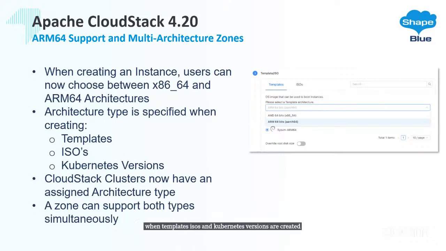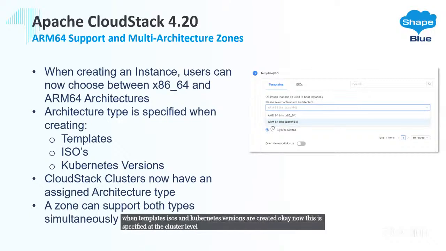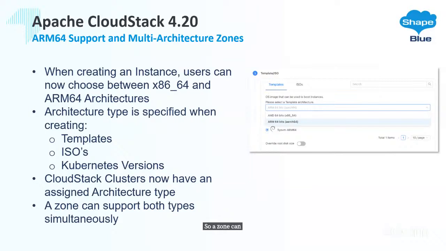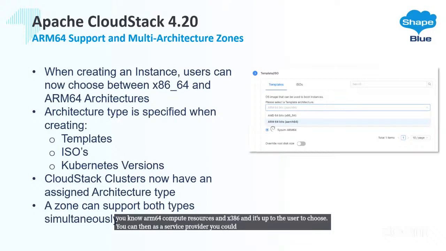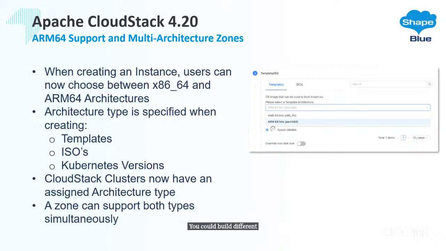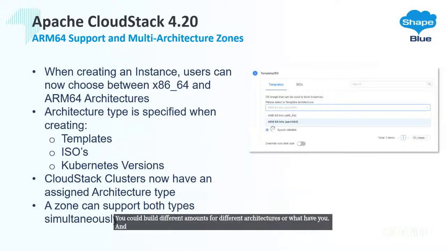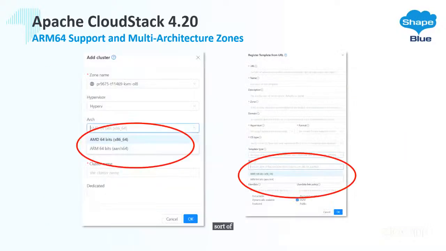Now, this is specified at the cluster level. So a zone can have different types of architectures in it. So you could have ARM64 compute resources and x386, and it's up to the user to choose. As a service provider, you could build different amounts for different architectures or what have you. And it's really good to see this sort of legitimized, if you like, in CloudStack 4.20.